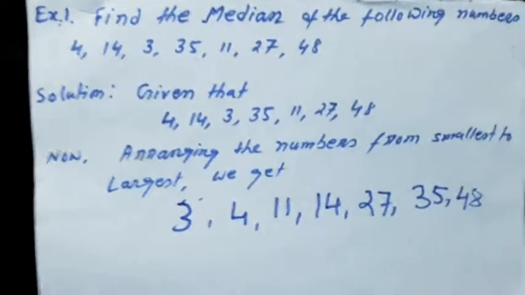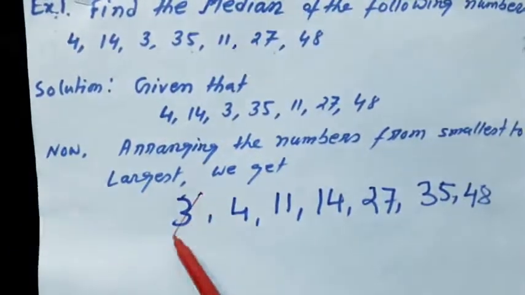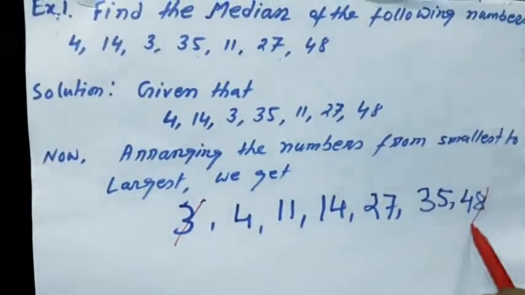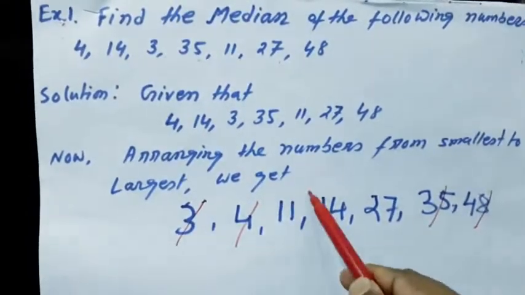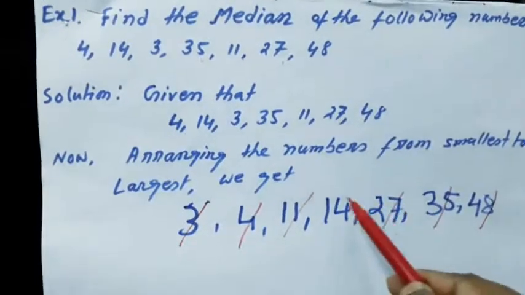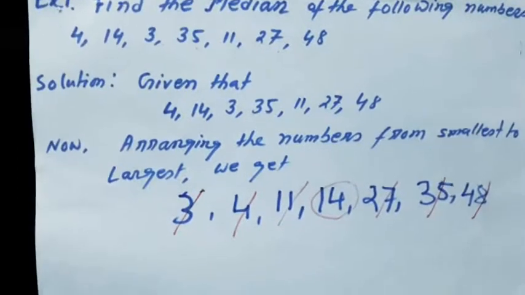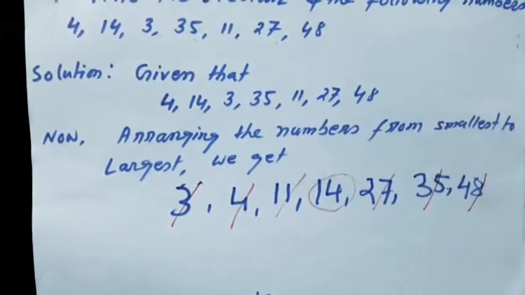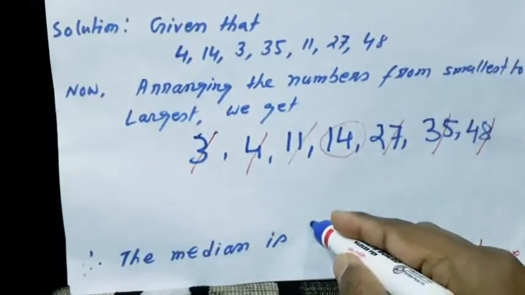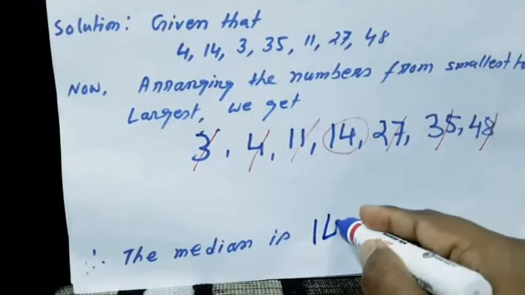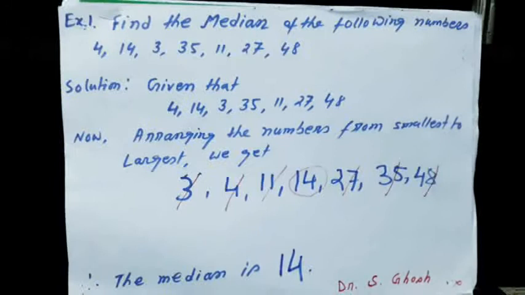Suppose we will take the middlemost value. This side we cancel this and this. This side cancel this, cancel this. This side cancel this, cancelling this. What is the middlemost value? This is the 14. 14 is the middlemost value. Now we can say median is 14. Okay. In this way you can calculate the median.